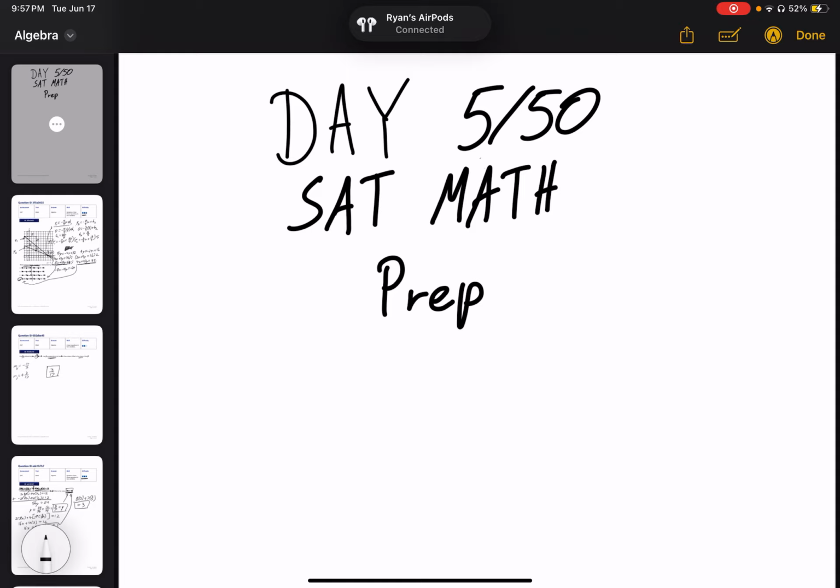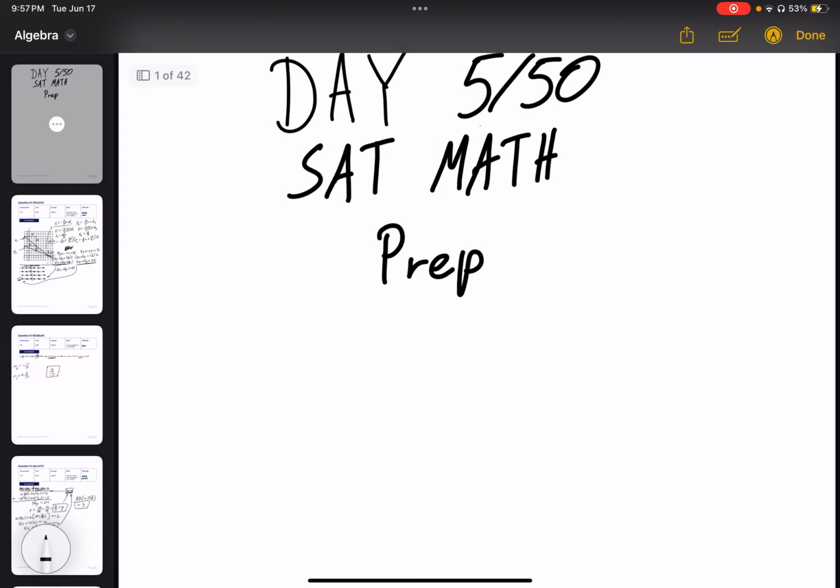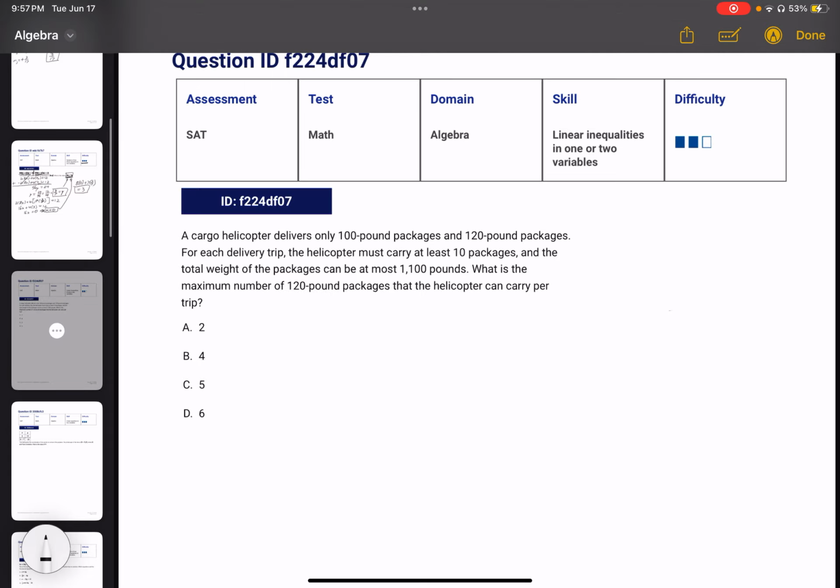Hi guys, welcome back. Today is day 5 out of 50 of the SAT Math Prep series. Today we'll be looping back to our first problem set that we tackled in the first video of algebra. Some of these problems are a little difficult even though it is just algebra. And yeah, we'll jump into our first problem.